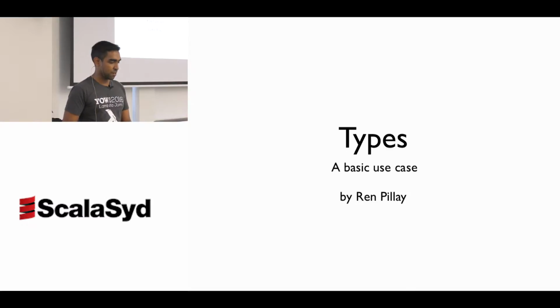Basically, what I want to talk about is using types in a basic use case that most people will probably be doing at some point in time, and how it can improve the way your code reads and the way your code is used by others.